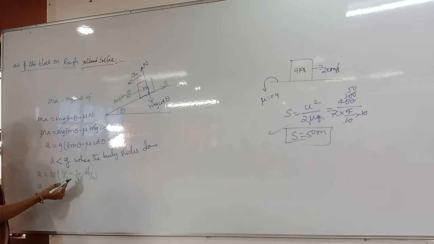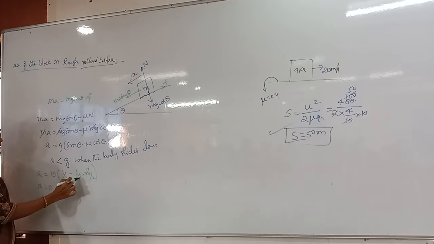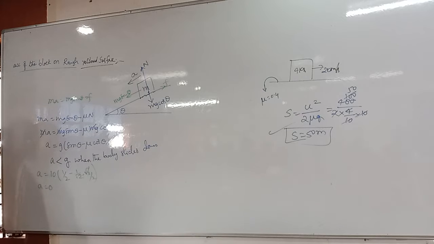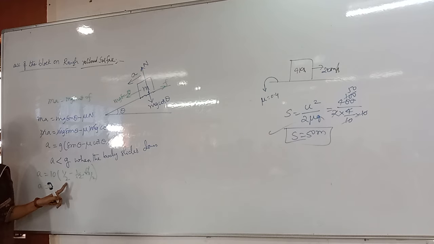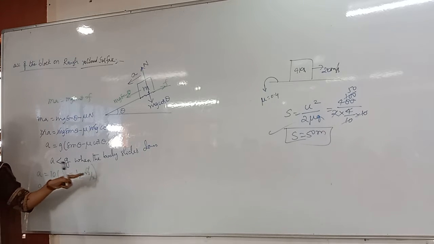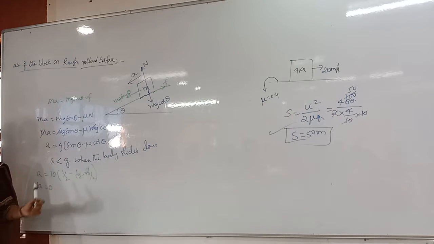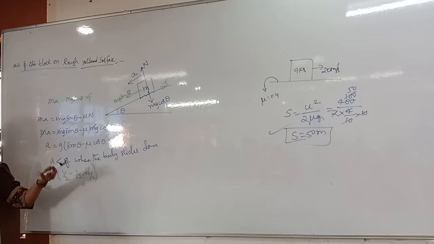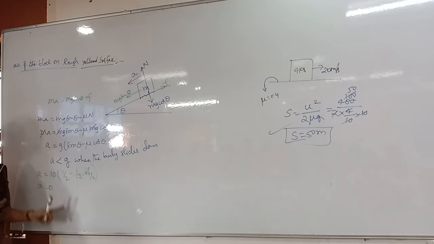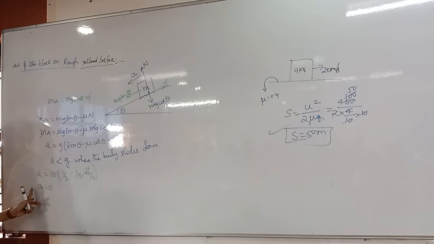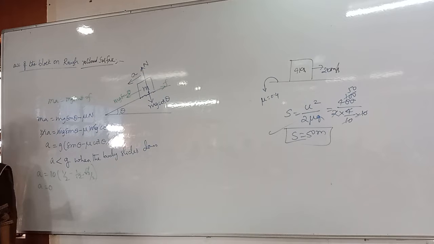For example, if I take the coefficient of friction as 1 by 2, then it will be 1 by 2 minus root 3 by 4. 1 by 2 is 0.5. Root 3 by 4 is 1.74 by 4, which is about 0.4. So it is less than 5 or not? Again you are getting acceleration less than 10. So acceleration is always less than g whenever the body is sliding down. Clear? Copy that.